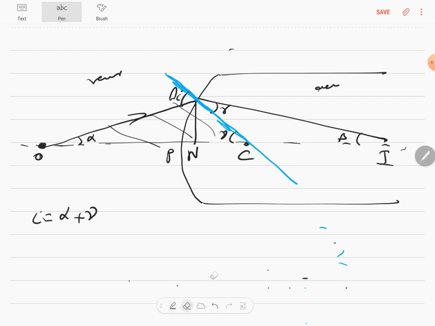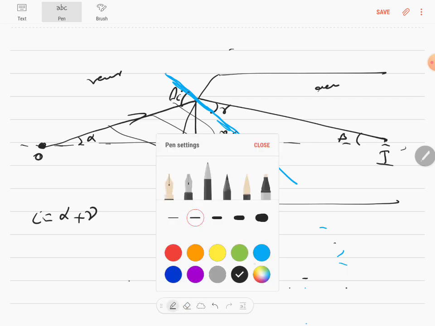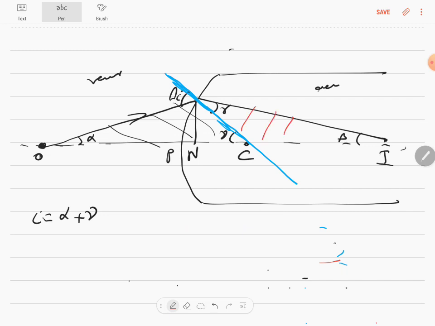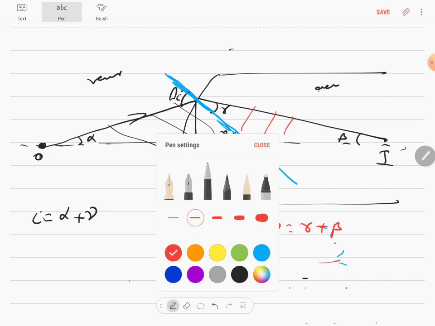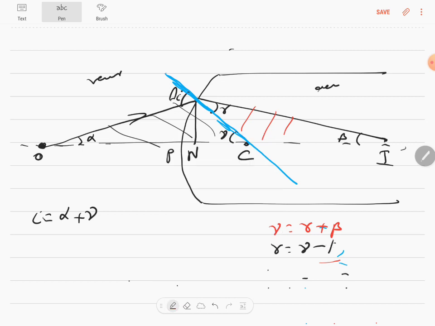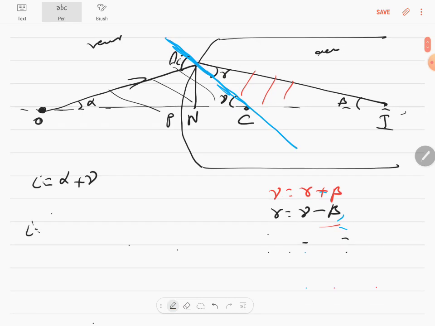Similarly, you have this triangle where gamma is equal to R plus beta. Therefore, R is gamma minus beta. I therefore is tan alpha plus tan gamma. R therefore is tan gamma minus tan beta.